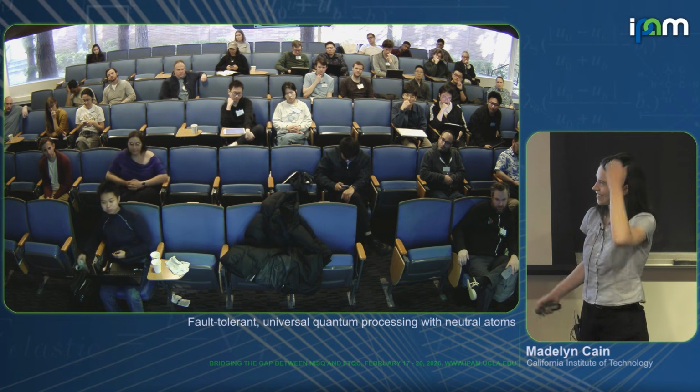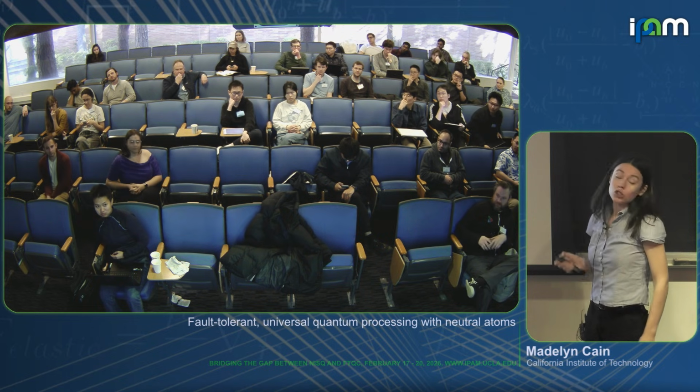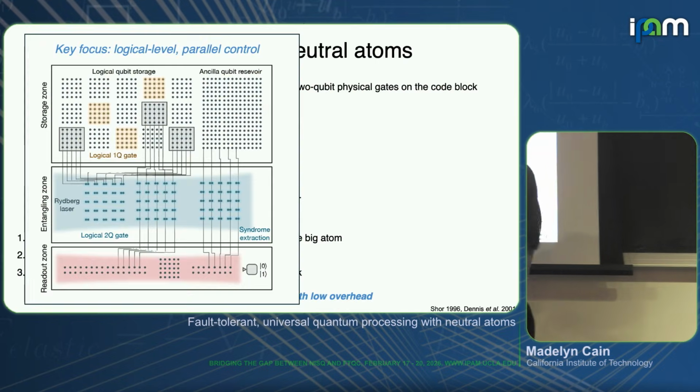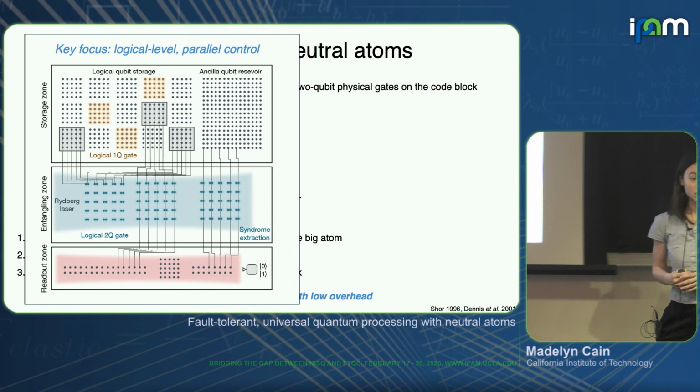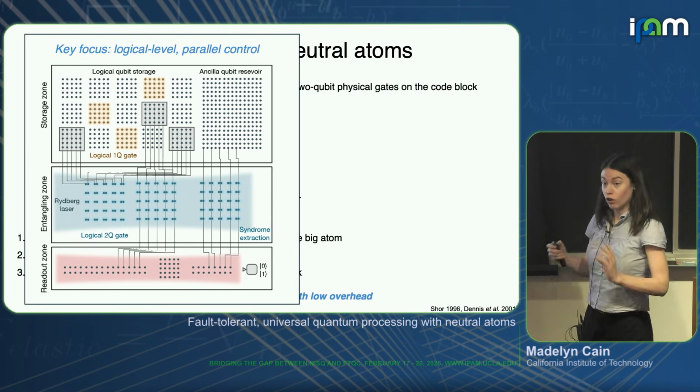But you can't do any gates in the storage zone, right? You can't do error correction or anything? Single qubit gates you can, but not entangling gates. So I mentioned this transversal CNOT, but actually a lot of logical single qubit gates are also transversal.